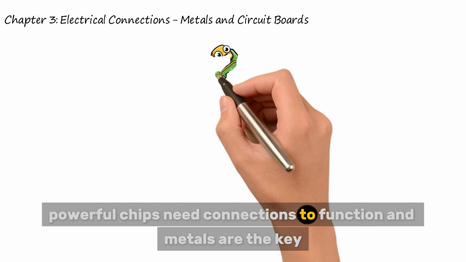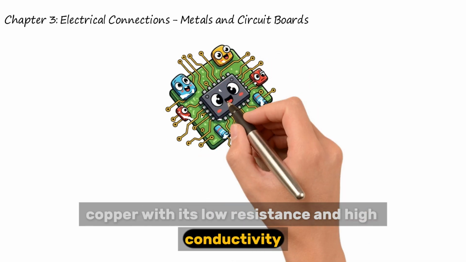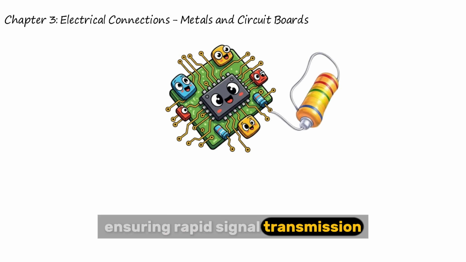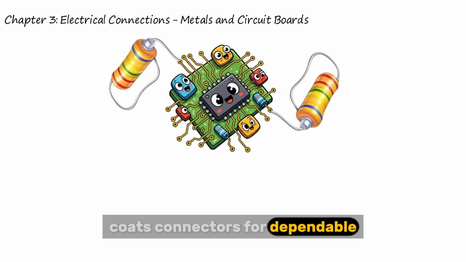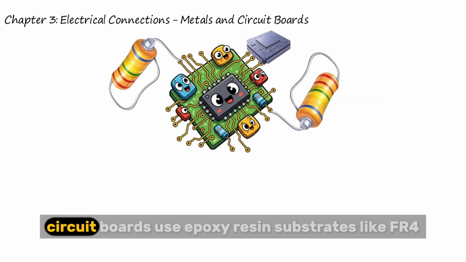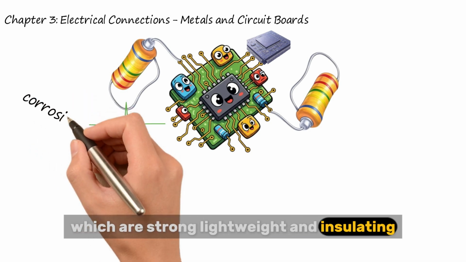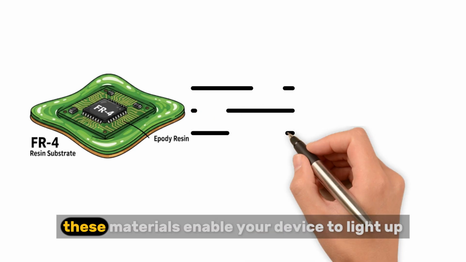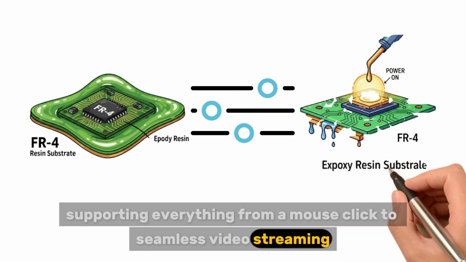Powerful chips need connections to function, and metals are the key. Copper, with its low resistance and high conductivity, forms the intricate wiring inside chips and on circuit boards, ensuring rapid signal transmission. Gold, highly resistant to corrosion, coats connectors for dependable, long-lasting contacts. Circuit boards use epoxy resin substrates, like FR4, which are strong, lightweight, and insulating. Solder, often a tin-silver alloy, bonds chips to boards, creating robust electrical and mechanical connections. These materials enable your device to light up, supporting everything from a mouse click to seamless video streaming.